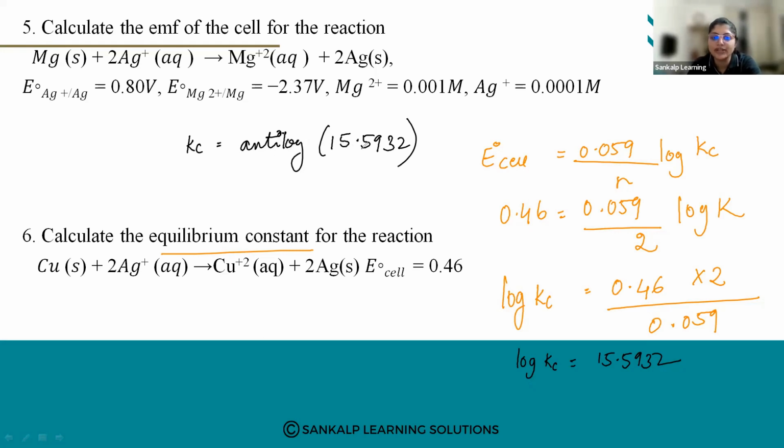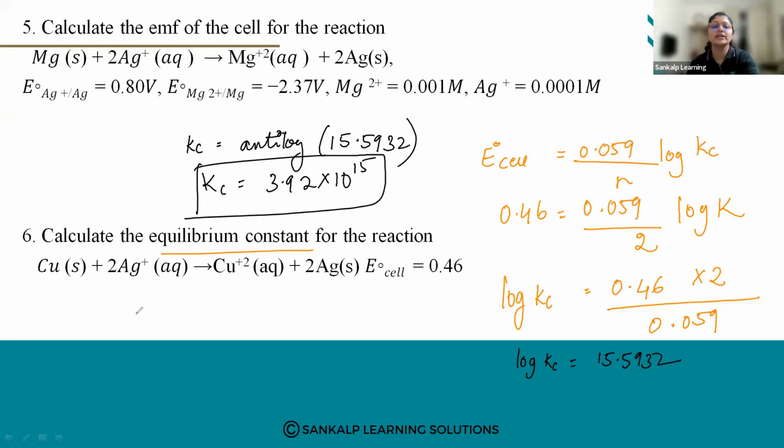So anti-log of 15.5932 comes to 3.92 into 10 raised to 15. Okay, so this is the answer. So this is the equilibrium constant. Vedvati has answered it right. Yes, good. So it comes to 3.92 into 10 raised to 15. Yes, others?